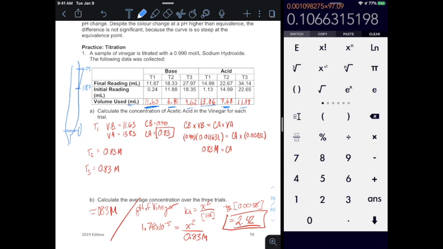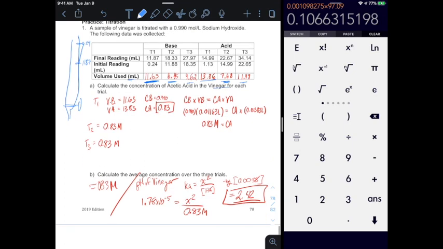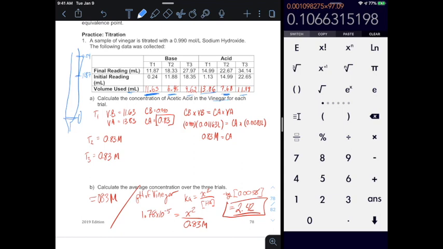And then what they ask is to calculate the concentration of acetic acid in vinegar for each trial. So for each trial, we have to calculate the concentration using the volume of the base, the volume of the acid, and the concentration of the base, by using an equivalency. One way of doing that is another equation you can use: the concentration of the base times the volume of the base should be equal to the concentration of the acid times the volume of the acid, in the case of a monoprotic acid. So you don't even have to go to the point where you determine the number of moles. You can simply solve this equation. So you can see how that would work here.